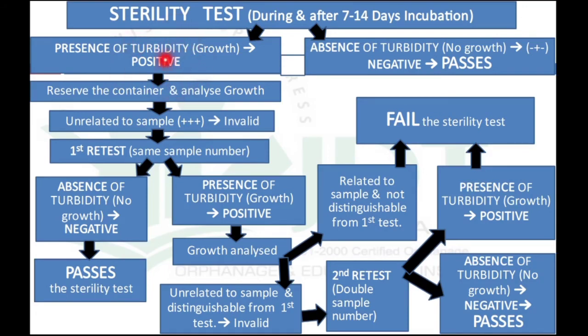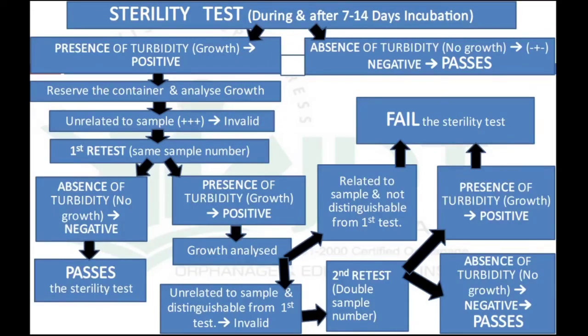So we have to reserve the containers which are used for the sterility testing in the first test, and we will analyze the growth. During the analysis of the growth, if the growth is found to be unrelated to the sample, by comparing with the result of controls, and it is giving a positive result in the negative controls, where we had used only culture media for the incubation, it indicates the contamination is from the culture media. This first test is known as invalid.